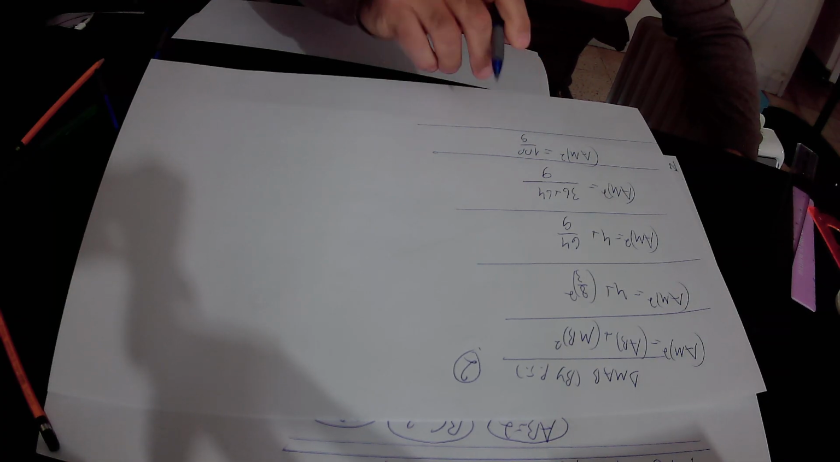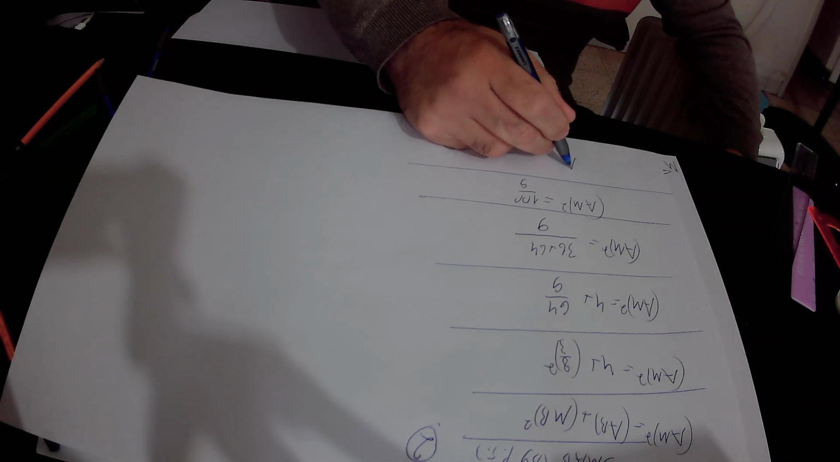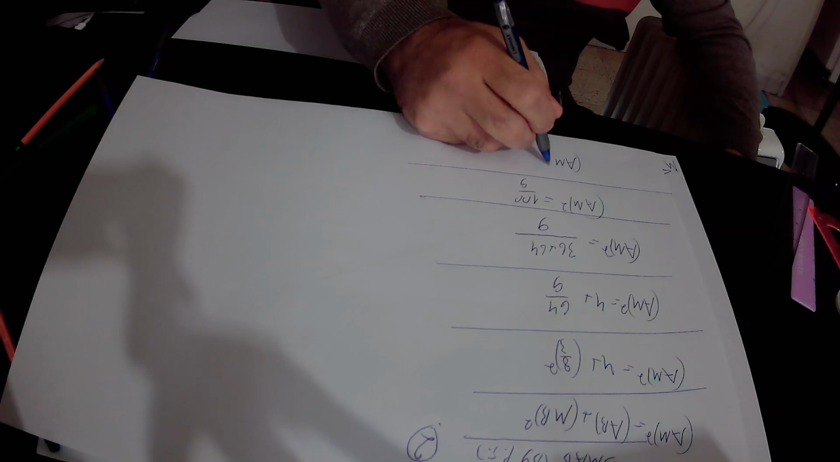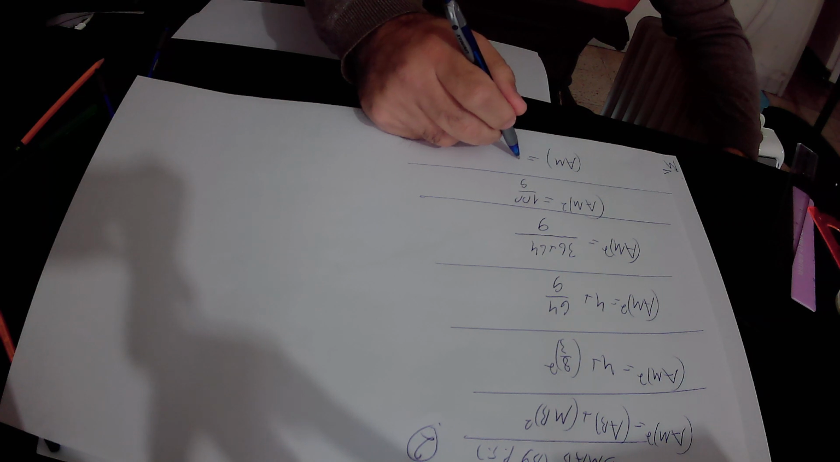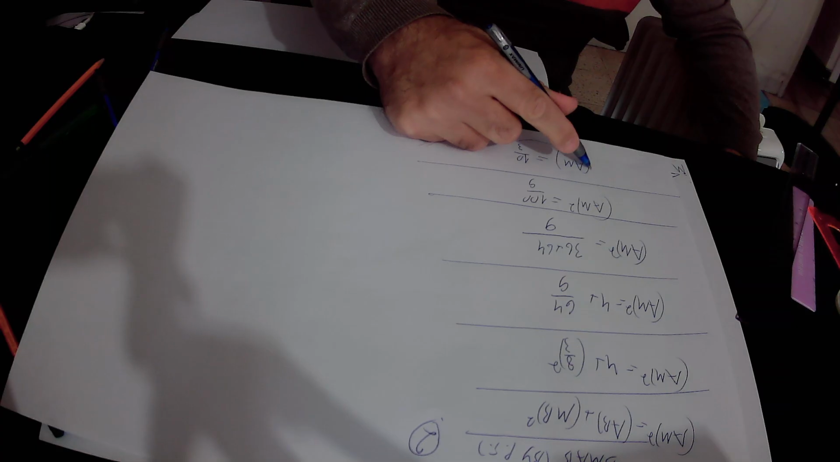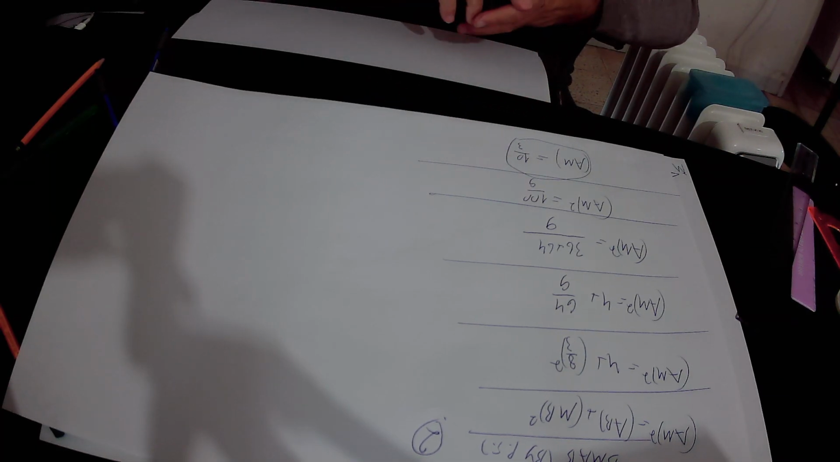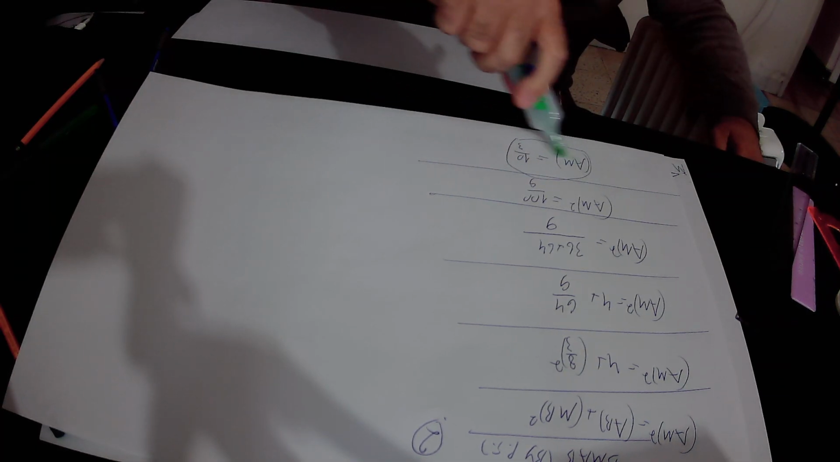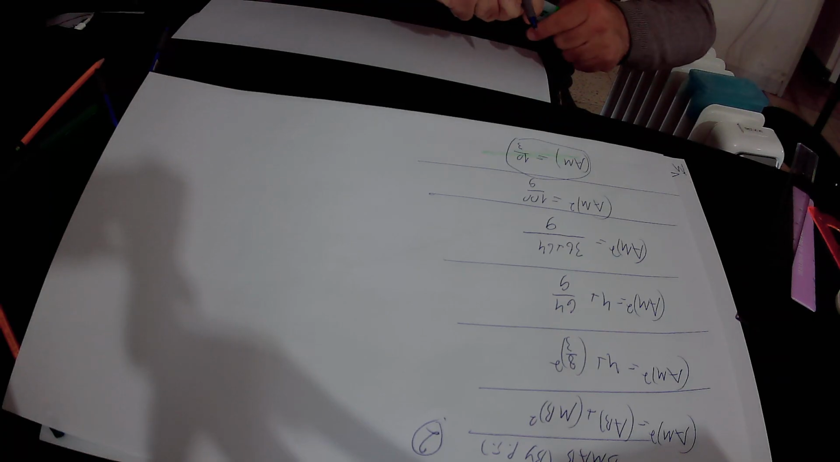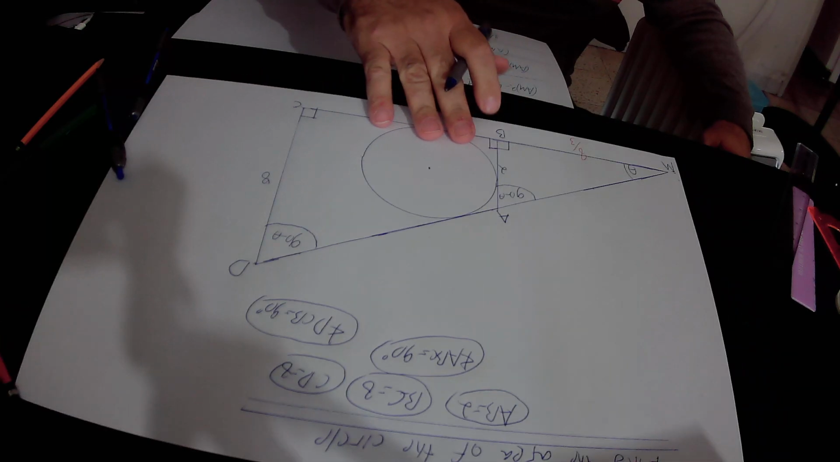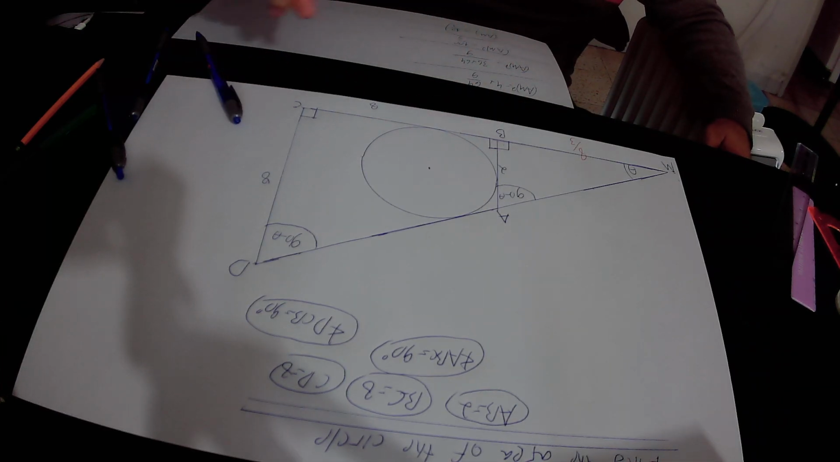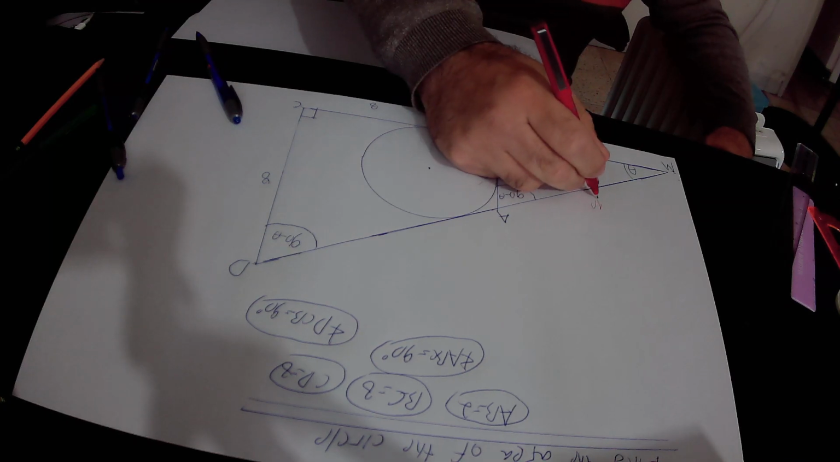Here we take the root of this equation, and finally we get that AM equals the square root of 100 over 9. The square root of 100 is 10, and the square root of 9 is 3. So we found that AM equals 10 over 3. This line segment AM equals 10 over 3 units.